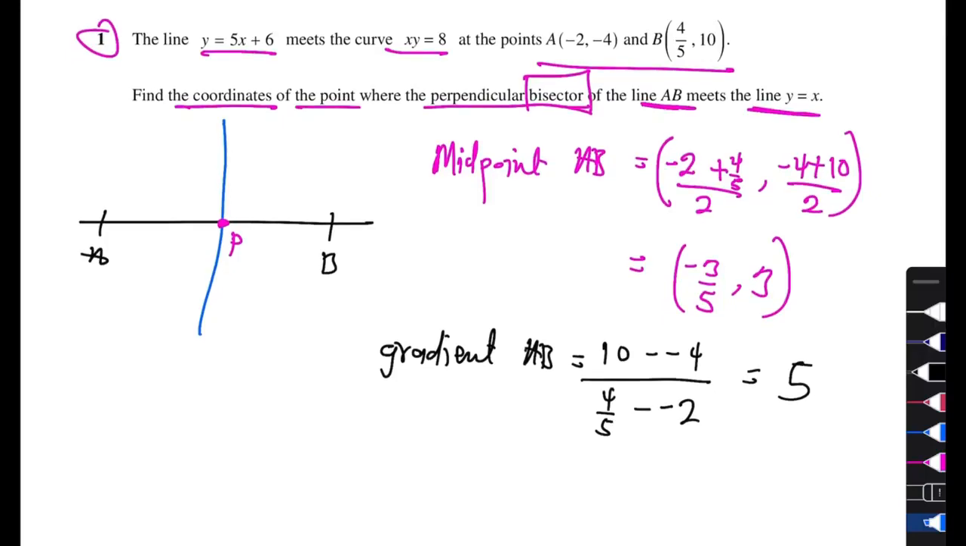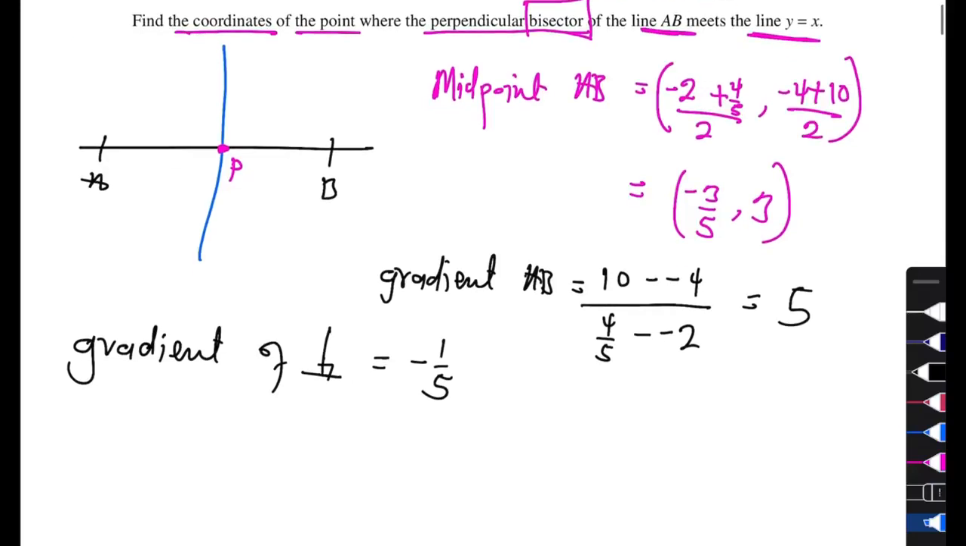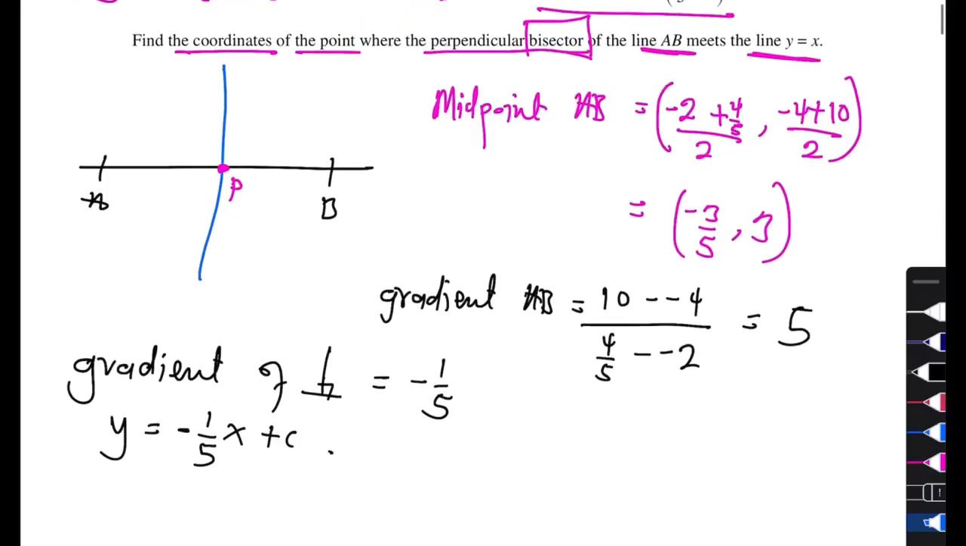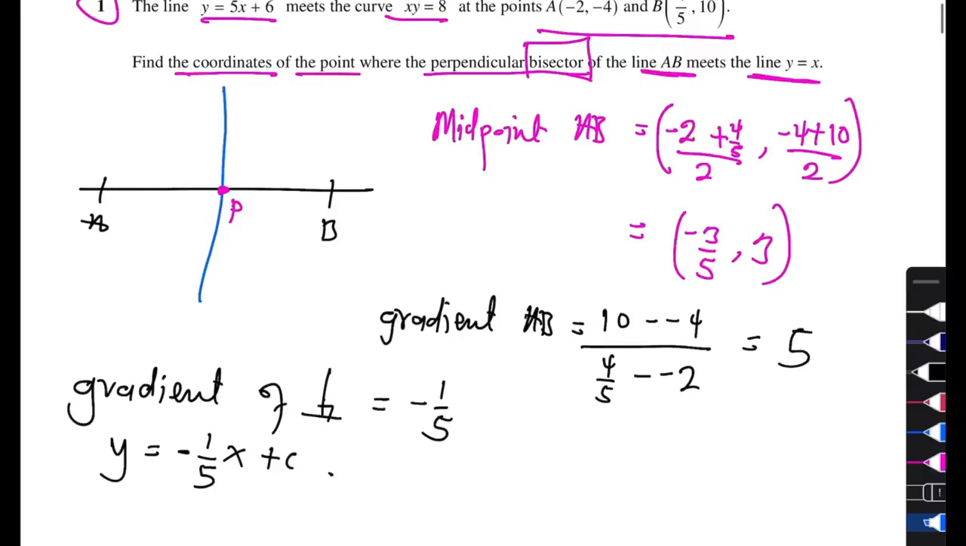Now the gradient of the perpendicular bisector will be -1/5. So now we can form the equation of that line. The equation of a line is y equals mx plus c, where m is the gradient. This gradient is -1/5, so y equals -1/5 x plus c, and we need to find c. In order to find c, we are going to use the midpoint, since you need a point on the line.